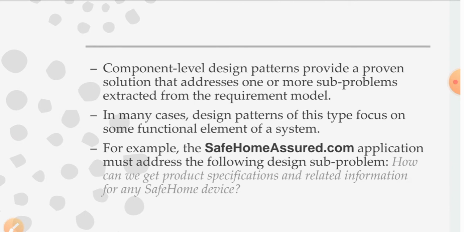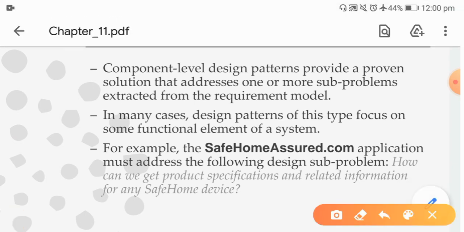Component level design patterns provide a proven solution that addresses one or more sub-problems extracted from the requirement model. Design patterns of this type focus on some functional elements of a system. If a SafeHome Assured.com application must address the following design sub-problems, how can we get product specification and related information for any SafeHome device?